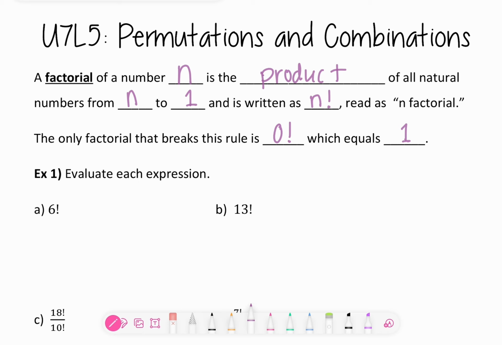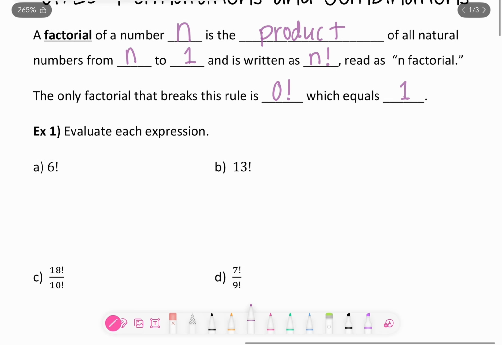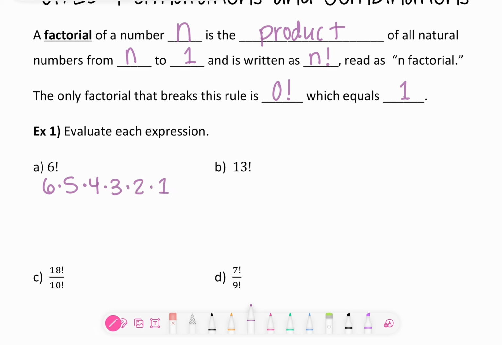We're going to evaluate each expression for example 1. These numbers can get really big really quickly, so I do recommend using a calculator to make this go more quickly. But basically we're going to evaluate these. So 6 factorial is the product of 6 times every whole number smaller than 6 all the way down to 1. So this is equal to 6 times 5 times 4 times 3 times 2 times 1. You multiply all those numbers together and that's going to be 720. So the expression 6 factorial is equal to 720.